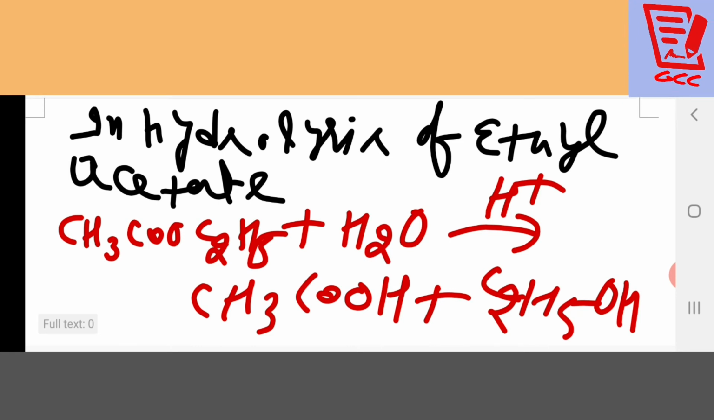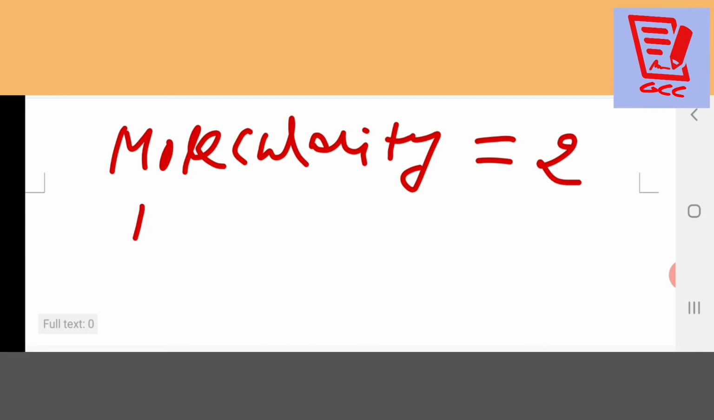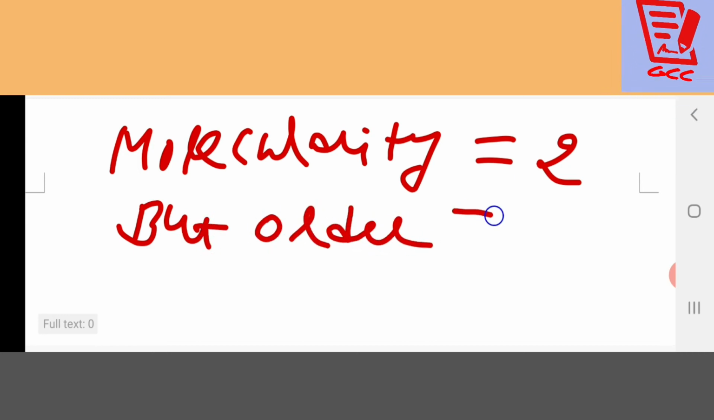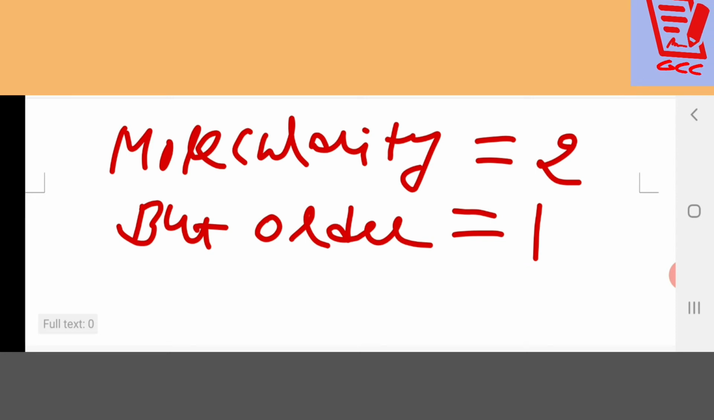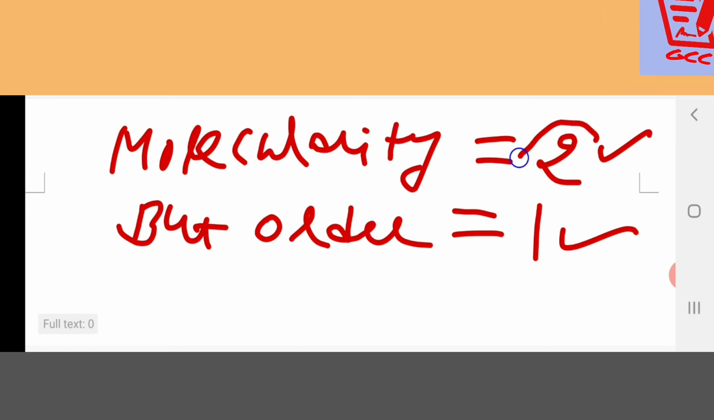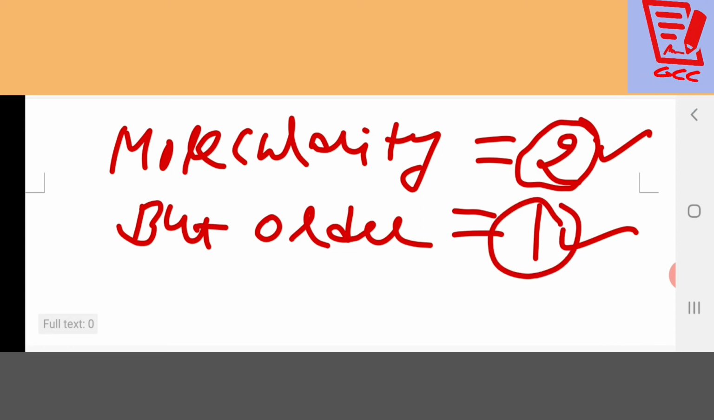If you see it very carefully, you will find out the molecularity of this particular reaction. There are two reactants, so the molecularity will be 2, but if you see the order, the order will be 1. Now the question arises, sir, why is molecularity 2 and why is order 1? Molecularity is 2 because there were 2 reactants. You know why the order is 1?